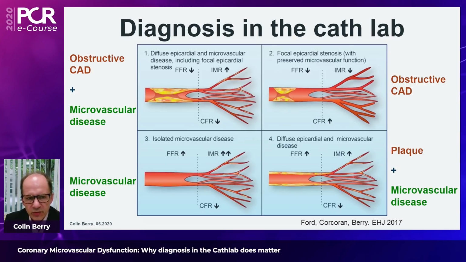Therefore, taking the information from angiography, fractional flow reserve (FFR), and IMR, one can characterize a patient as having obstructive coronary disease and microvascular disease, that's in the top left; isolated microvascular disease only, when IMR is high, CFR is low, but FFR is normal; isolated obstructive disease, where FFR is low, but IMR and CFR are normal; or diffuse atherosclerosis, that's in the bottom right, where FFR is normal, but there is angiographic evidence of plaque diffusely, and IMR is high, CFR is low, indicative of microvascular dysfunction, both structural and functional.